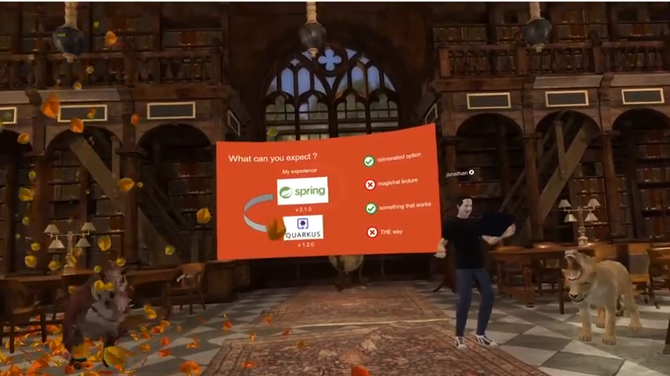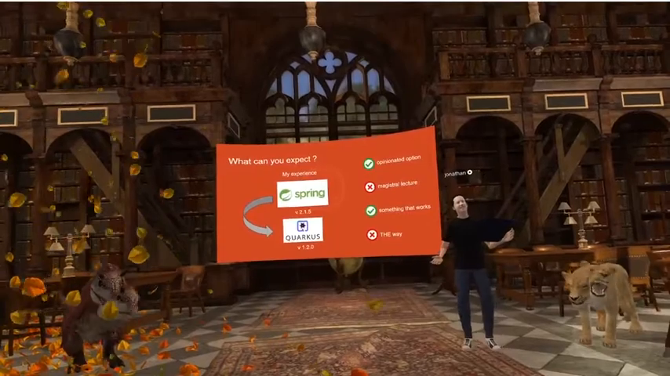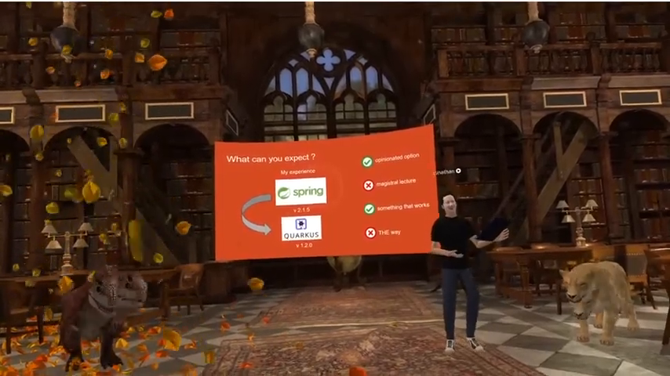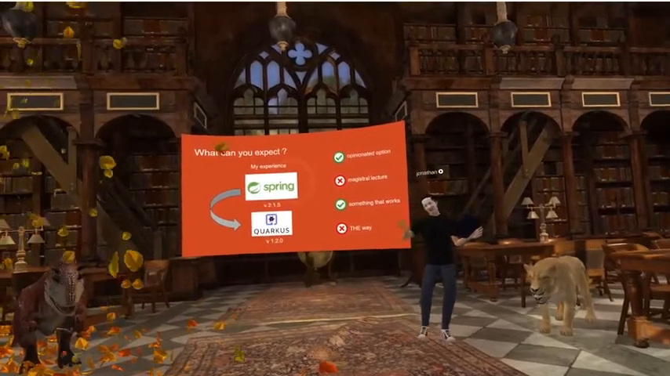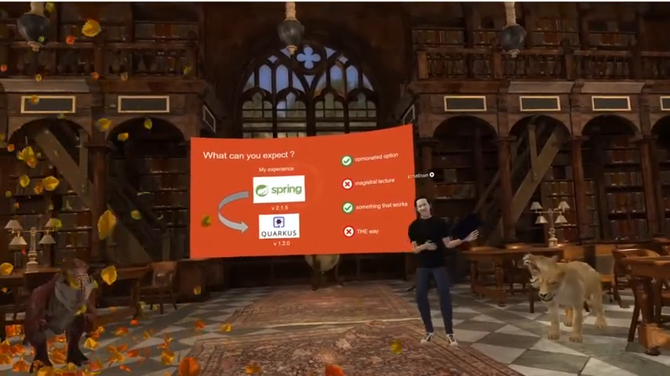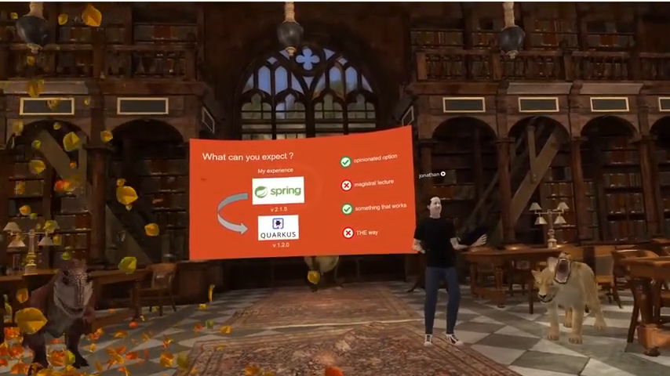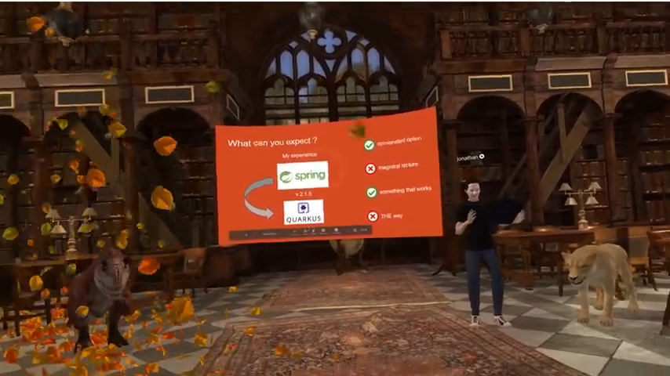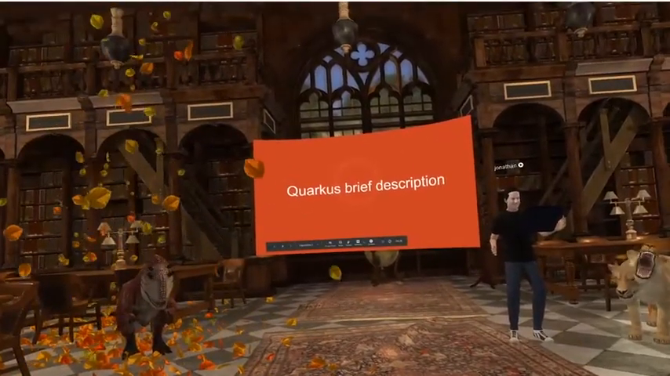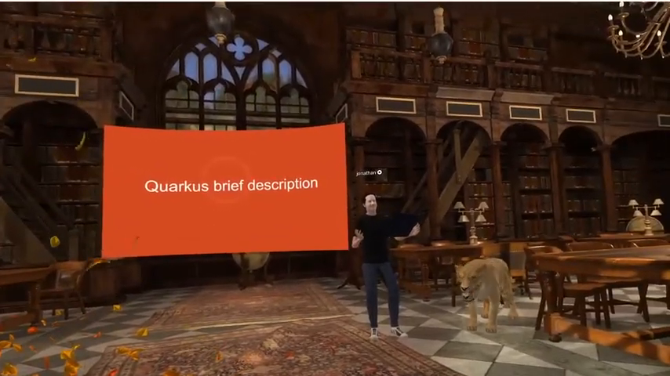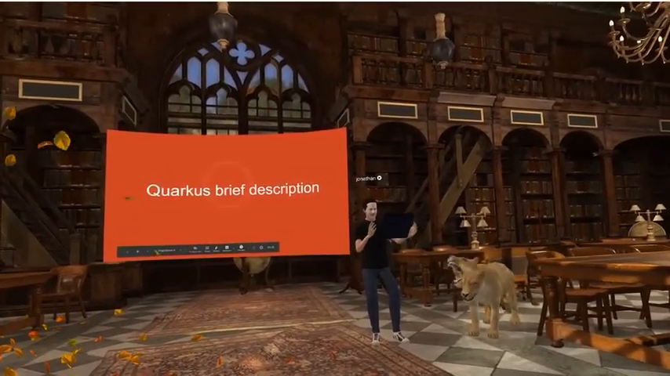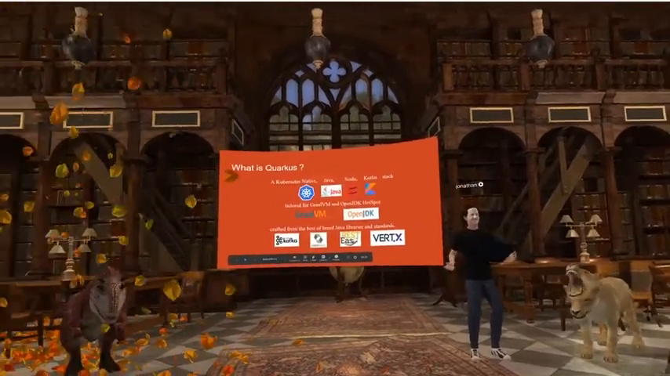And here you have the versions of Spring and Quarkus used. So Spring on 2.15 and Quarkus on version 1.20. This is not the latest, but this was the version when I started doing the migration. And a brief description of Quarkus. So what is Quarkus?